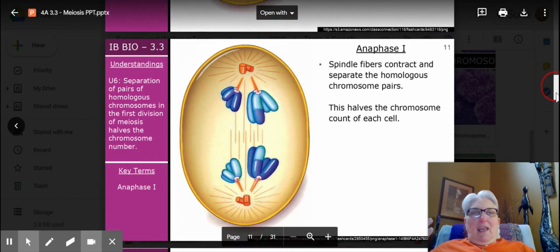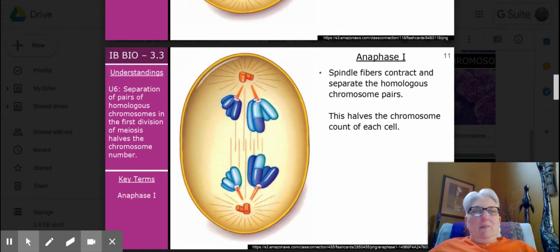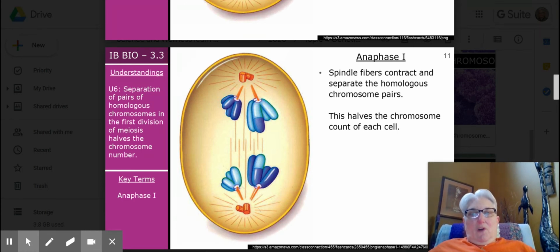Next phase is anaphase. Anaphase A away, that's how I always remember it. So in anaphase 1, our chromosomes get pulled again by the centromere towards the poles of the cell, right? So 2 this way, 2 that way.